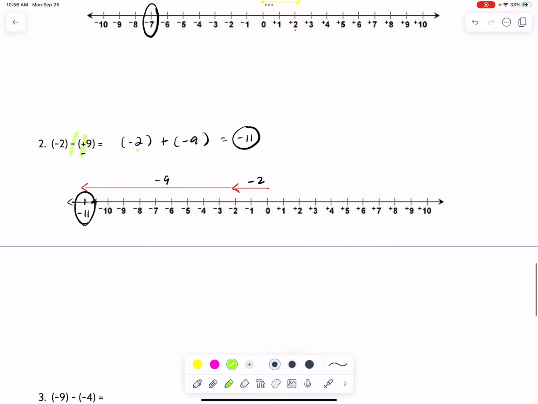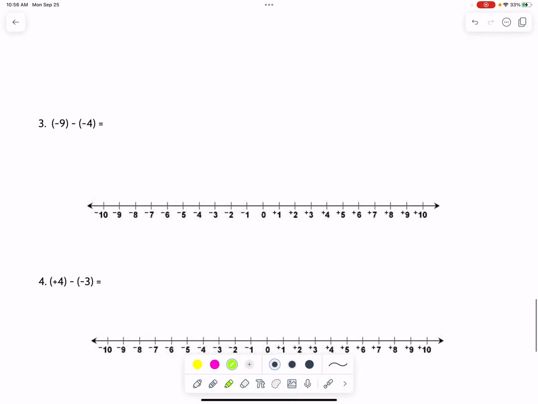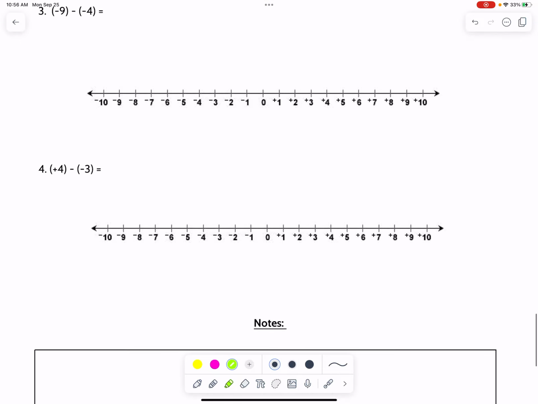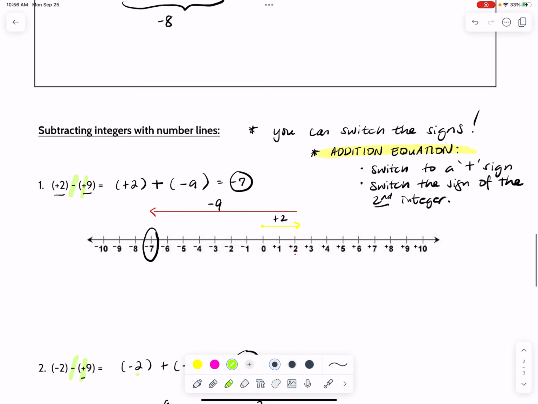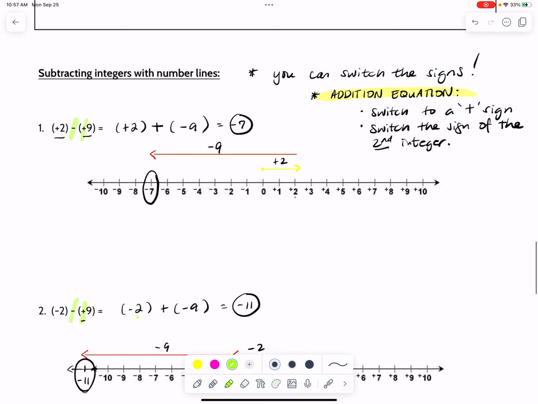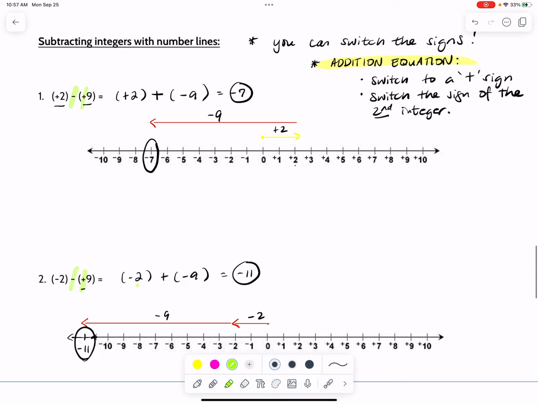Okay, go ahead and do number 3 on your own and number 4. There is a notes page down here as well, but we did cover the notes already. So I'll leave you to do the rest on your own. Please come and see me if you have any other questions.